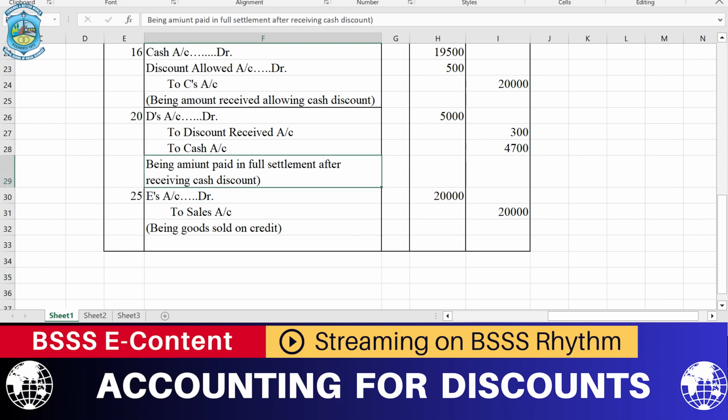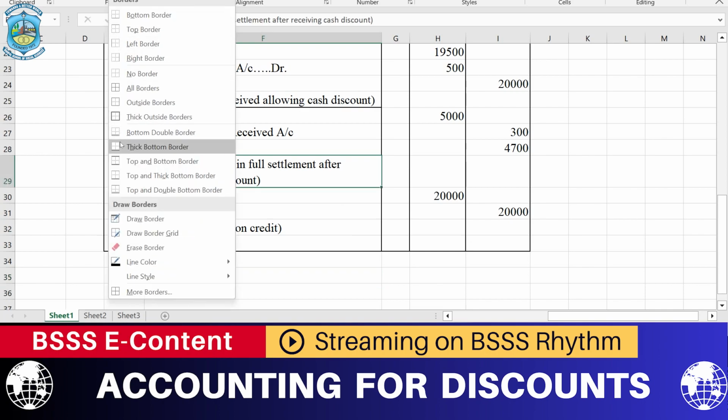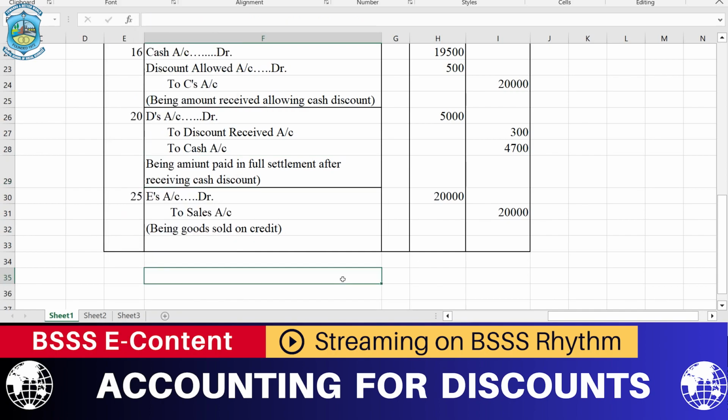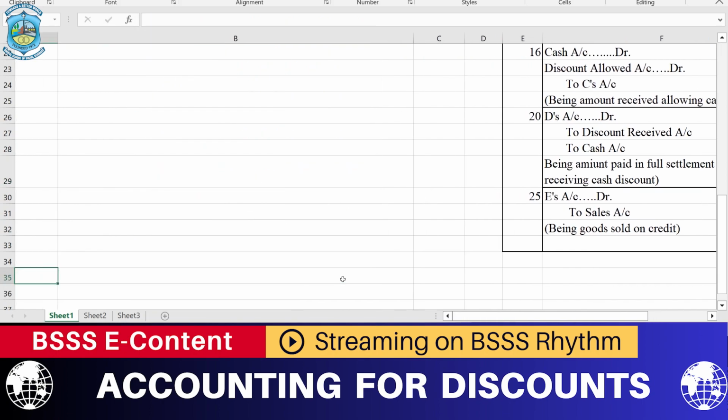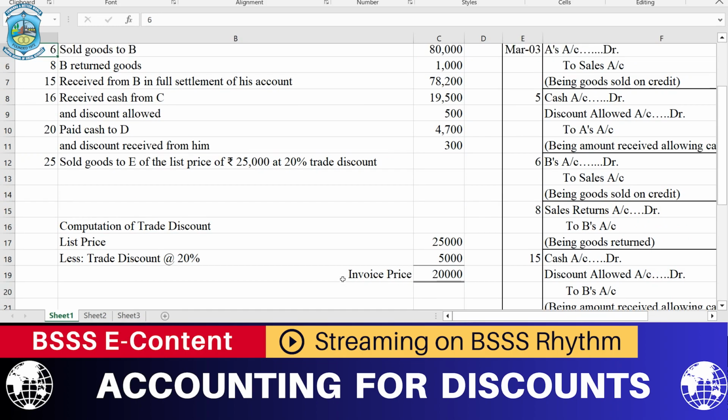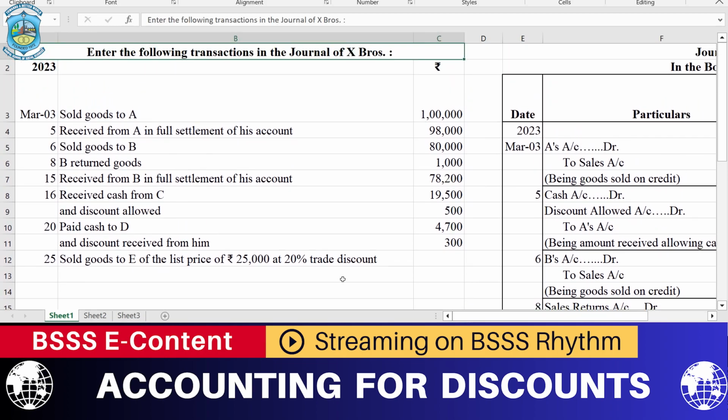Alright. So, now I hope that recording of discount is a bit clear to all of you. Today we had studied about what is cash discount and what is trade discount, and also how to find out cash discount and trade discount. In my next video, we will be discussing more and in depth about cash discount and trade discount and its accounting. So, stay tuned.